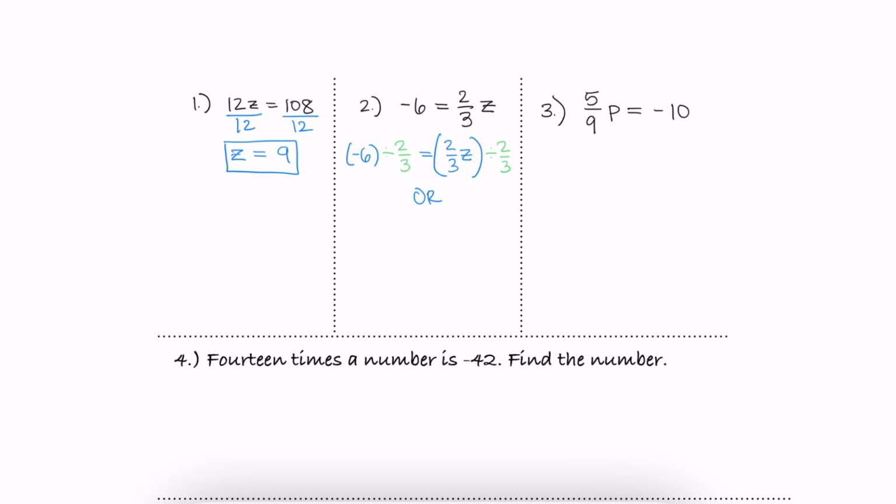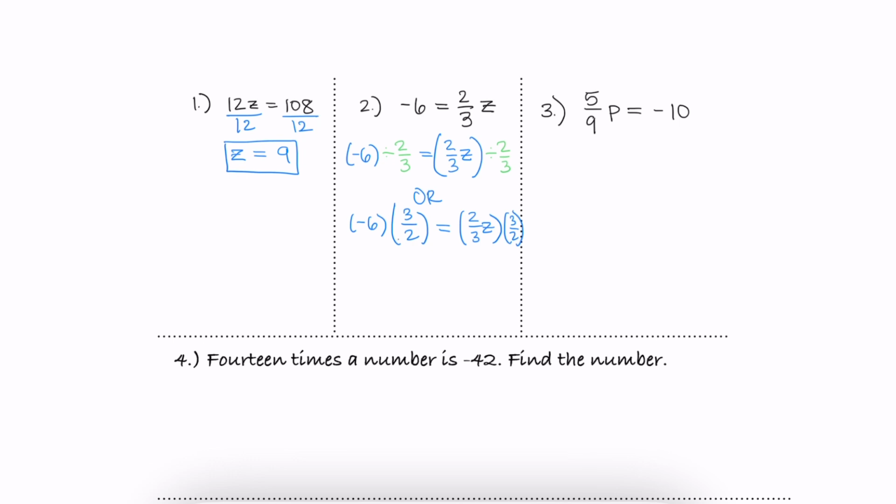Now, the reciprocal of a fraction is always the fraction just flipped, so the denominator becomes the numerator and the numerator becomes the denominator. The reciprocal of 2/3, that means, is 3/2. So the easier option, at least in my opinion, is -6 times 3/2 equals 2/3z times 3/2.